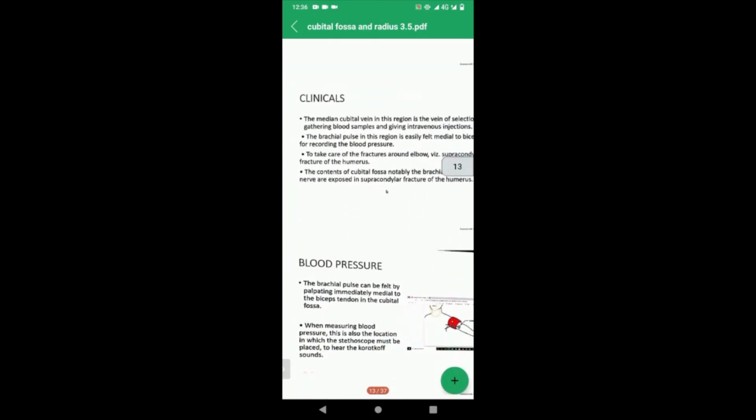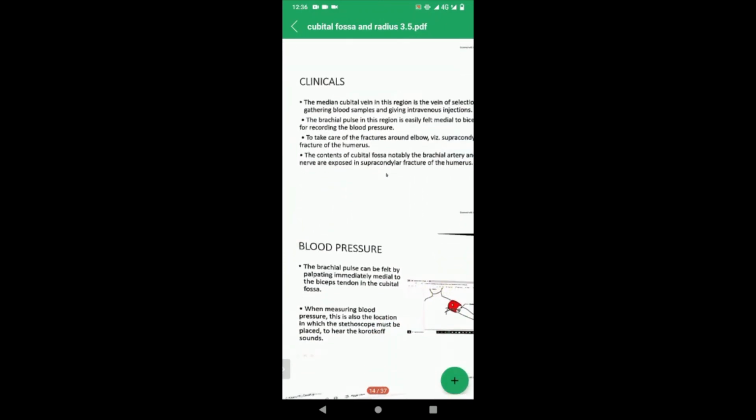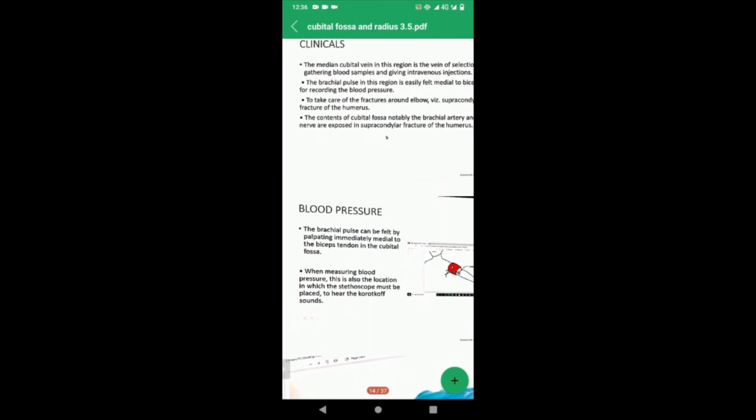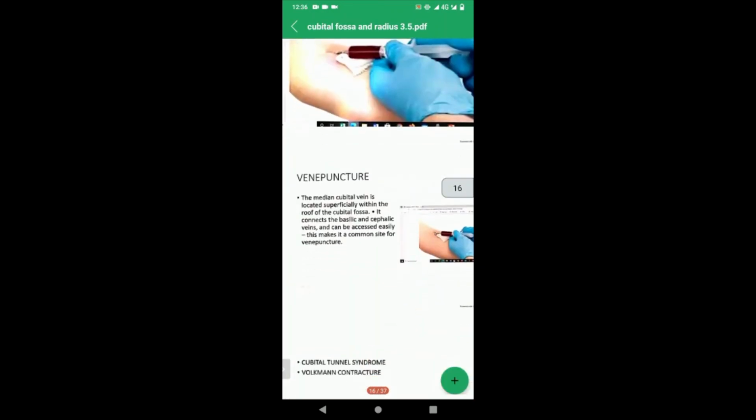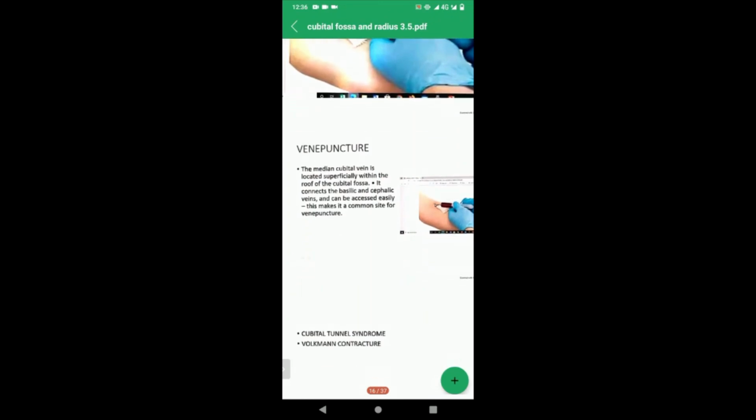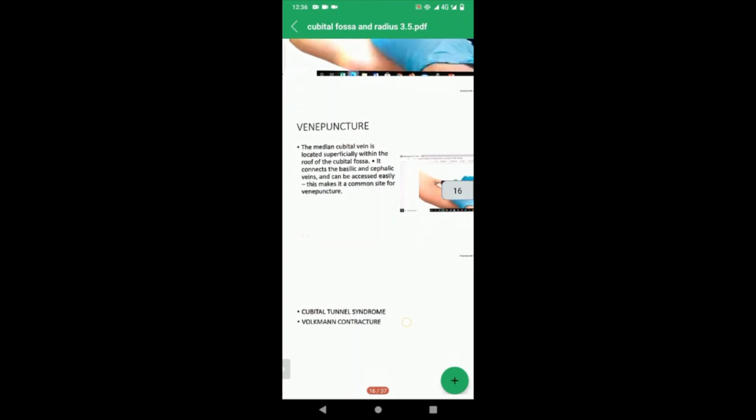Blood pressure is measured medial to the biceps tendon. Venous puncture: the median cubital vein is located superficially within the roof of the cubital fossa. It connects the basilic and cephalic veins and can be accessed easily. This makes it a common site for venous puncture.